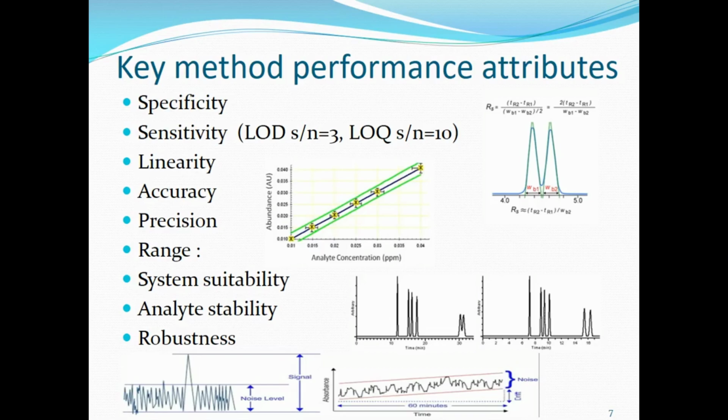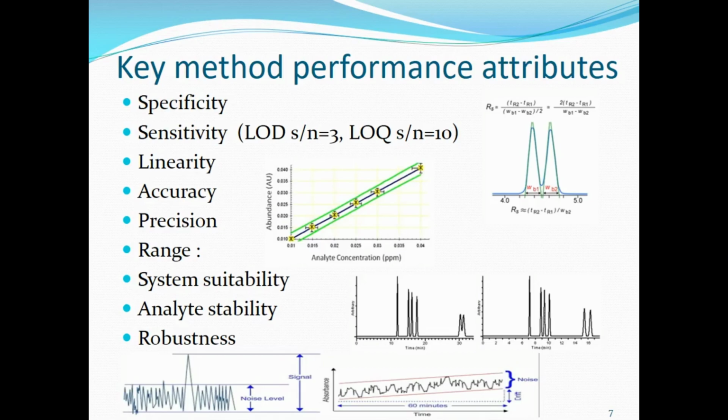The detection limit of an individual procedure is the lowest amount of analyte in a sample which can be detected, but not necessarily quantitative. So that's an important point. Normally LOD is determined through calculation of the signal to noise, and we usually say signal to noise around 3 is acceptable.